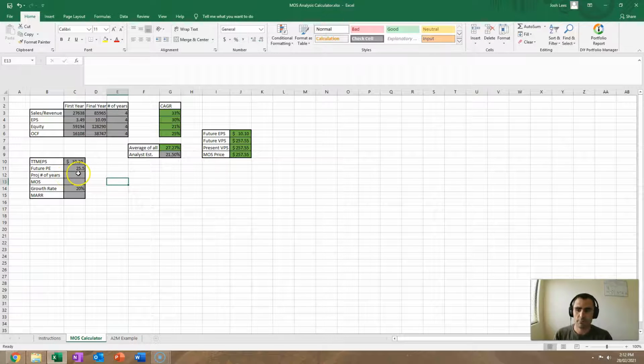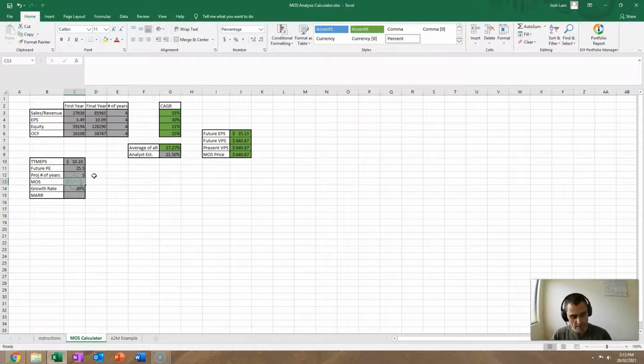So the projected number of years. If I had more than 5 years of data right now, I would probably go out to 10 years. If I did 10 years of research into the past and had all these numbers from the past 10 years, I would probably project out 10. But for this, I've only got 5 years of research. I'm going to project out 5 years, and we'll go from there.